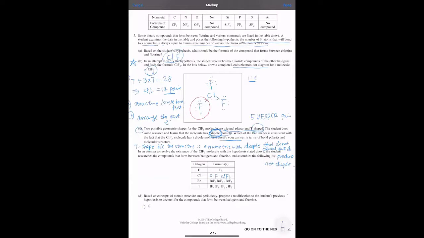So the first one is the atomic structure. For the atomic structure, this one will have an odd number of F atoms. And the second one is from the periodicity. So basically, with the increase of the central atom, the number of F also increases. So basically these are the two additional items that can be added into this hypothesis. So this is how to do question 5.